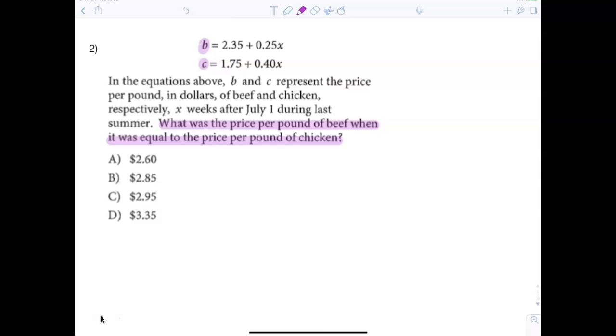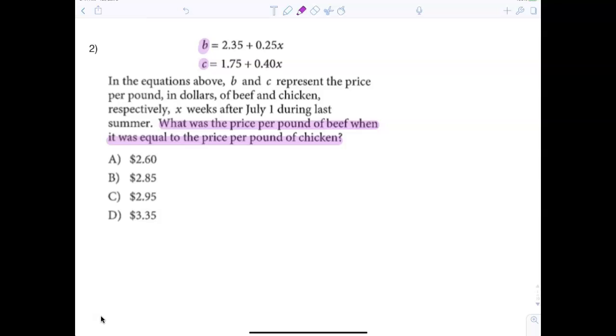I want to know when the beef and chicken are equal. So how about you? Go ahead, Aiden. Thomas, help me. I'm on number 2. Aiden, do you know? It wants to know when the prices are what? This is the price. This is the price. What can I do to those two values, to those two equations? They are what? Come on, what's the key word? They are equal. So what can I do to this price and this price? Set them equal.